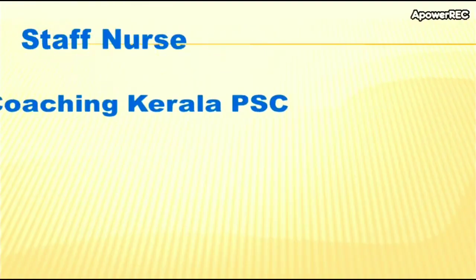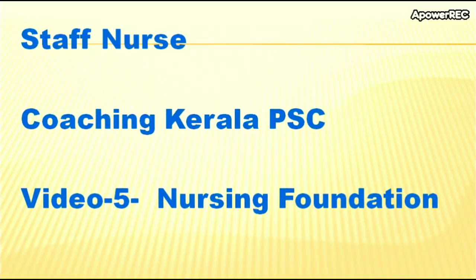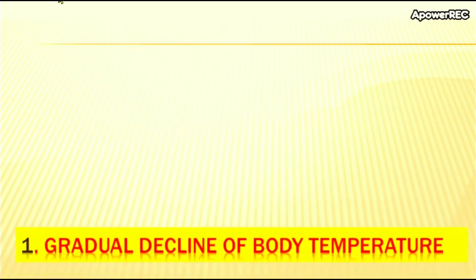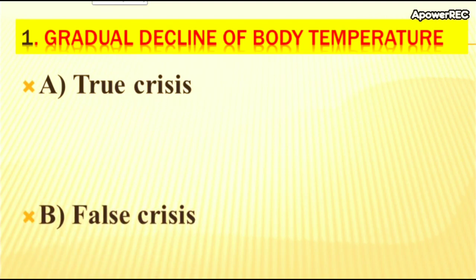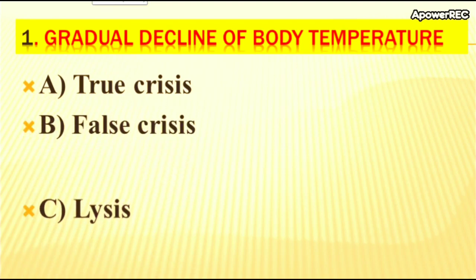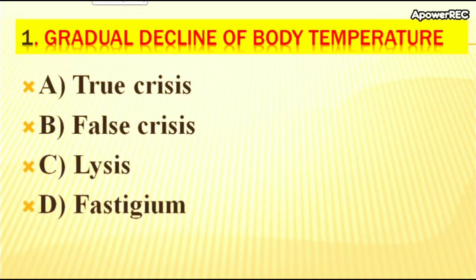Hello dear friends, let us start a topic from Nursing Foundation for Staff Nurse Examination, video number 5. First question: gradual decline of body temperature is called what? True crisis, false crisis, lysis, fastidium. Correct answer is lysis. Gradual decline of body temperature is lysis.